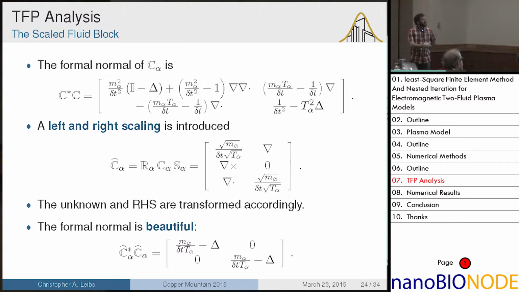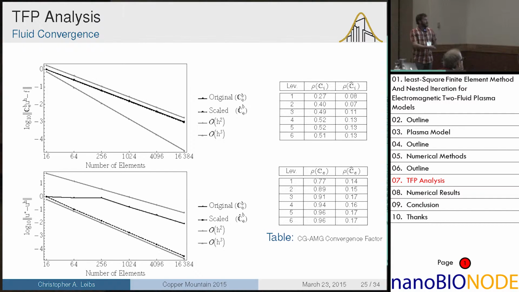So you can actually come up with a scaling for this block that makes everything match, and that the formal normal down here is really, really nice. Some in the multigrid community would say beautiful, that we really like this identity minus Laplacian structure with no off-diagonal blocks there. So this is going to behave exactly like you would expect after scaling.